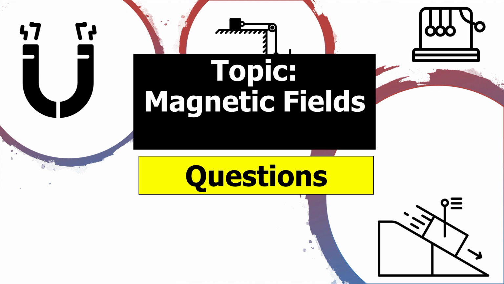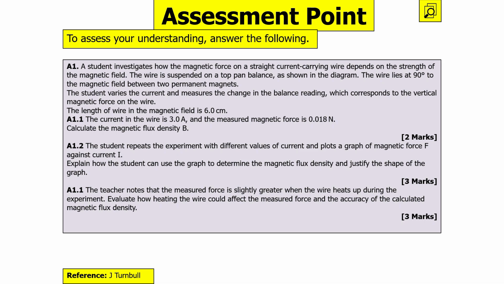So let's now have a look at some exam style questions to do with magnetic fields. A student investigates how the magnetic force on a straight current carrying wire depends on the strength of the magnetic field. The wire is suspended on a top pan balance as shown in the diagram. The wire lies at 90 degrees to the magnetic field between the two permanent magnets.